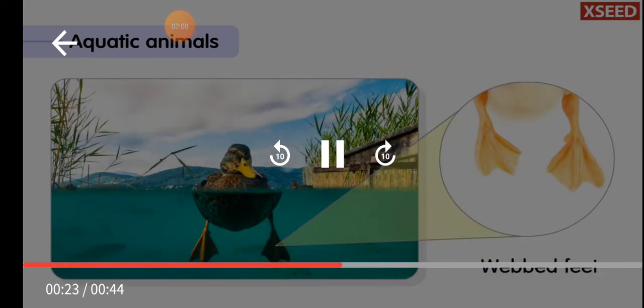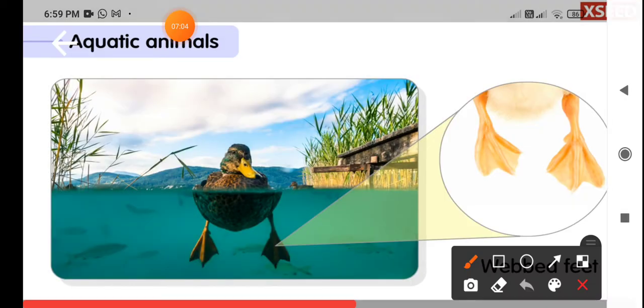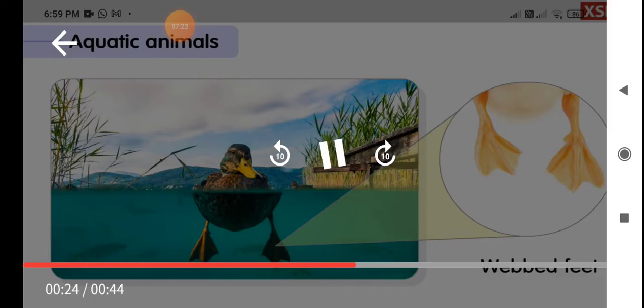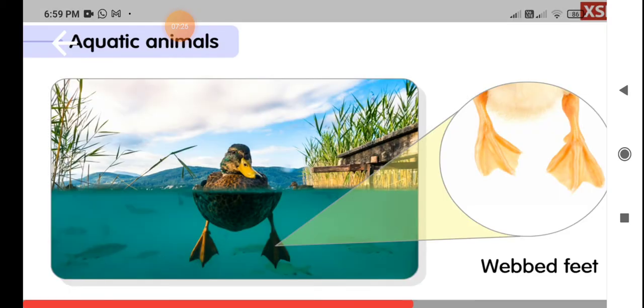Webbed feet help animals. So these are called webbed feet. You can see clearly between the toes the skin is present at the edge. Till the edge of the toe the skin is present. Such type of feet are known as webbed feet. This is one of the features which is helping them to swim in the water, like ducks and penguins to swim when they search for food in water.